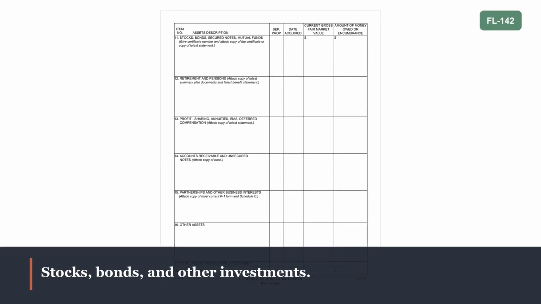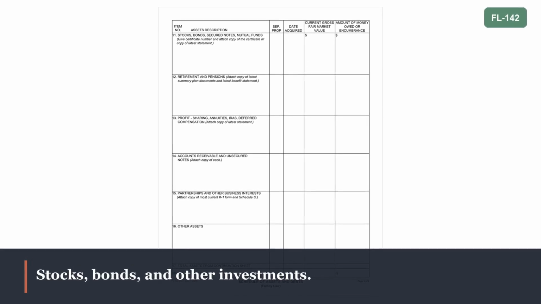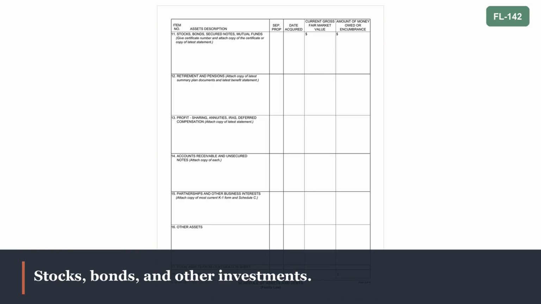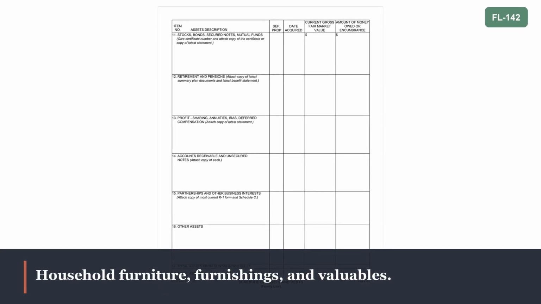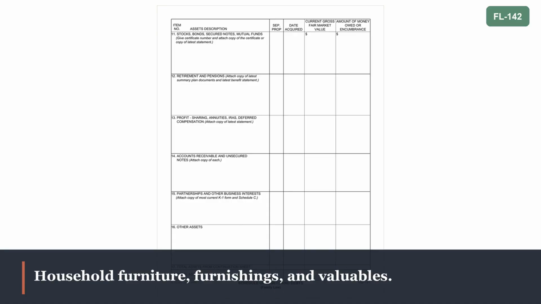Stocks, bonds, and other investments. List brokerage accounts, individual stock holdings, bonds, and similar investments with values based on recent statements or reliable pricing information. Household furniture, furnishings, and valuables. List significant household items and personal valuables like jewelry, art, or collectibles. Everyday furniture generally doesn't need to be itemized piece by piece, but higher value items should be identified individually.